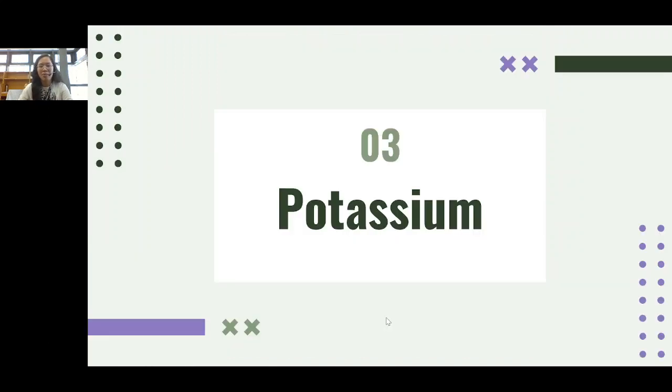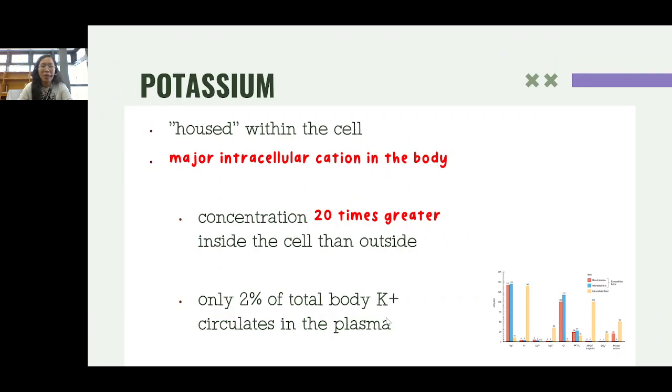So now let's proceed with your potassium. Now, potassium, kids: if sodium is the major extracellular cation, potassium is the opposite. Potassium is your major intracellular cation, meaning it is housed within your cells. It is inside our cells. And the concentration of your potassium is 20 times greater inside than outside of your cell. So again, it is intracellular.